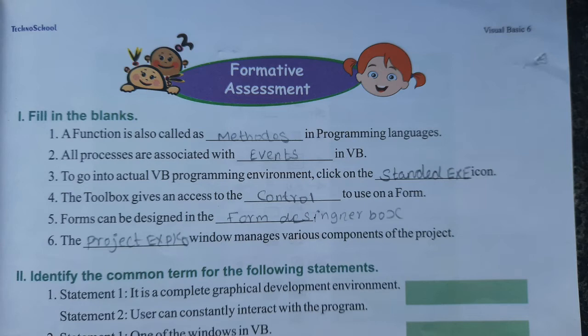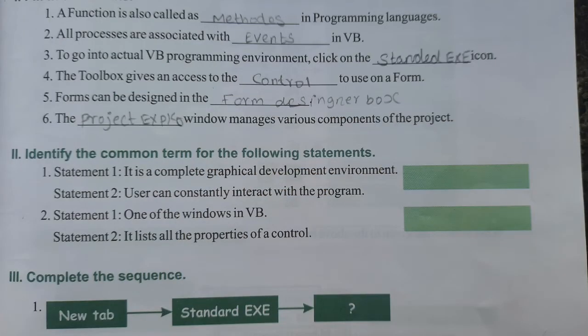The next Roman heading is identify the common term for the following statements. Let me explain the next Roman. Statement 1, first one. It is a complete graphical development environment. The answer for this question is IDE, Integrated Development Environment. We have a great feature in Visual Basic programming. It is a complete graphical development environment.